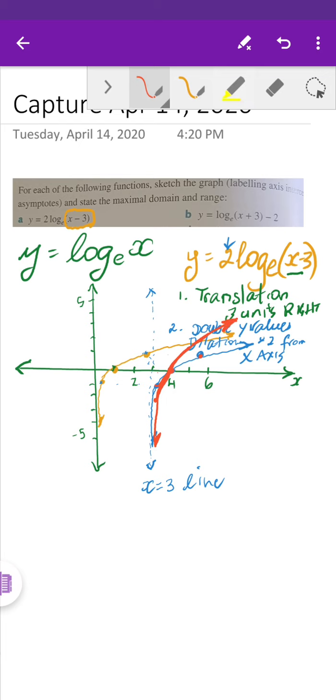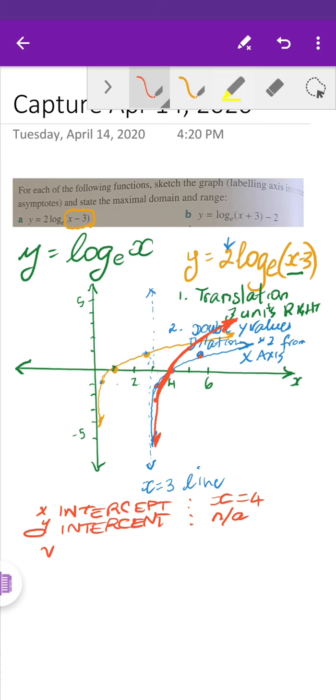And that's our final result. You can see, let's look at, say, the x-intercept. The x-intercept is x equals 4. The y-intercept, no, it doesn't cross the y-axis, not applicable. The vertical asymptote you can see is at the x equals 3 line.